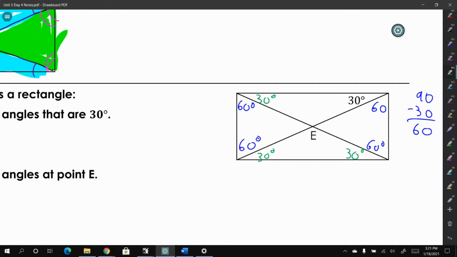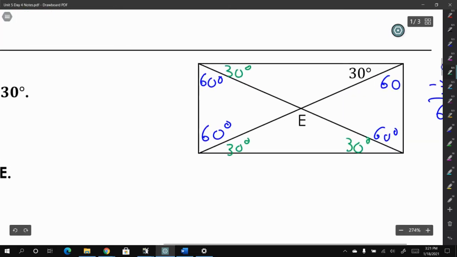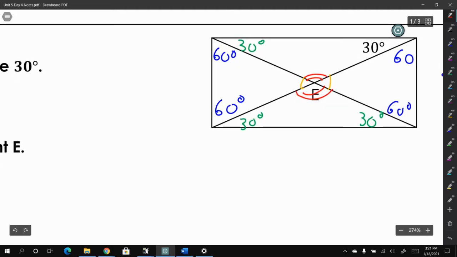Now, part B says find all the angles at point E. Well, at point E, we have four angles here, but these two angles are congruent because they're vertical, and these two angles are congruent because those are vertical. So we can just find one of those angles and then fill in the rest. And it doesn't matter which one you find first. I'm going to start and look at this triangle.